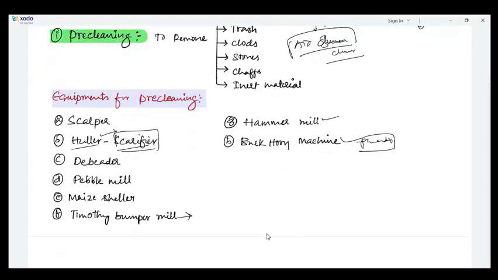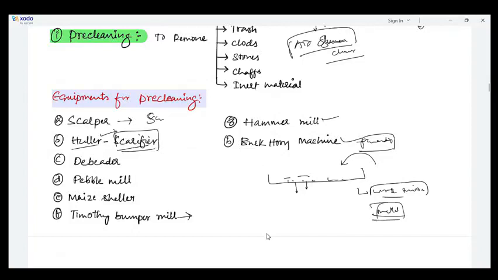See, if there are no machines which are very specific to the crop, the scalper is used. The scalper consists of screens with dots where the seeds are dumped and the large materials will remain here, and the short seed particles will drop out from these indents. The indents can be made up of wire mesh, just like a mosquito net. It can be made of wire mesh or even metals. But you need not worry about all these things, but you should know it. So this was regarding the scalper.